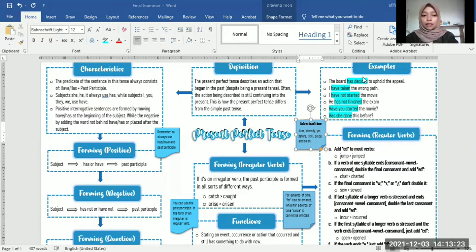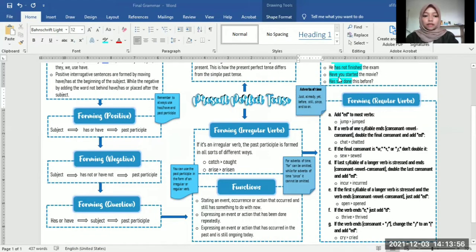The second is subjects. He, she, it always use has, while subjects I, you, they, we use have. The last is positive interrogative sentences are formed by moving have or has at the beginning of the subject, while the negative by adding the word not behind have or has or placed after the subject.